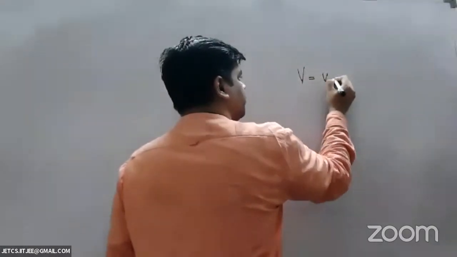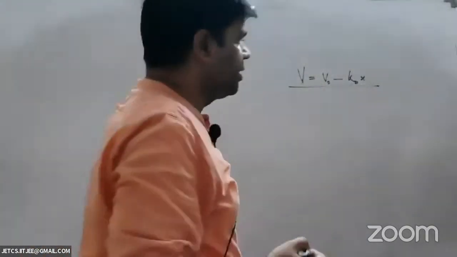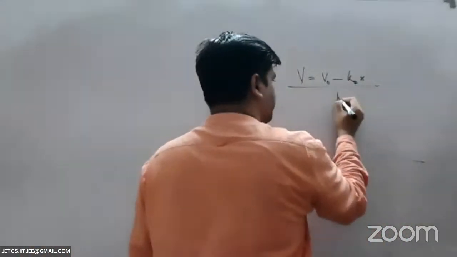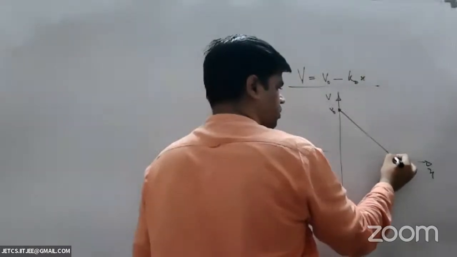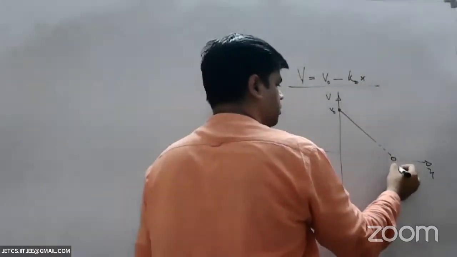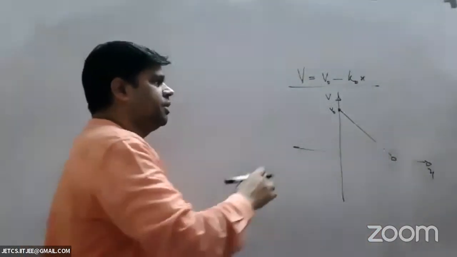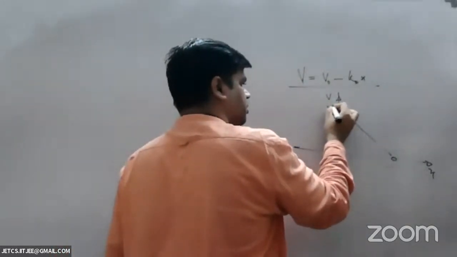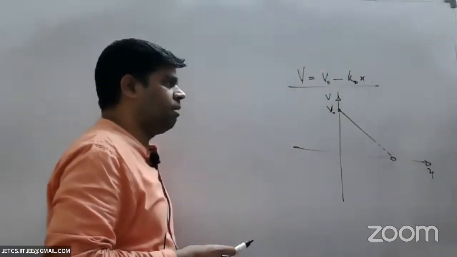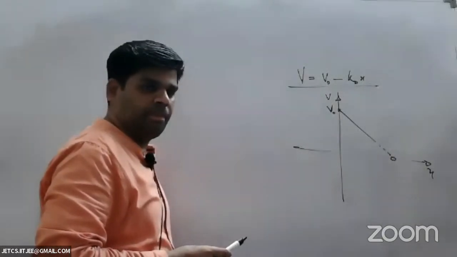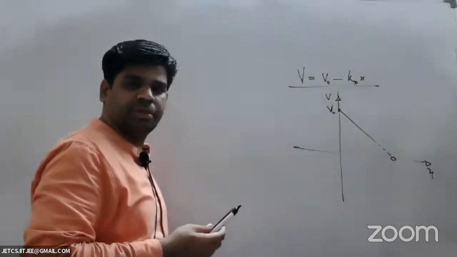So V is equal to V naught minus k naught x. Is that so? Yeah, right. So if I plot the V-x graph, with V naught, tell me the x-intercept of this equation. What is the x-intercept of this equation? Y-intercept is V naught, all right? What is the x-intercept? How do you find the x-intercept?